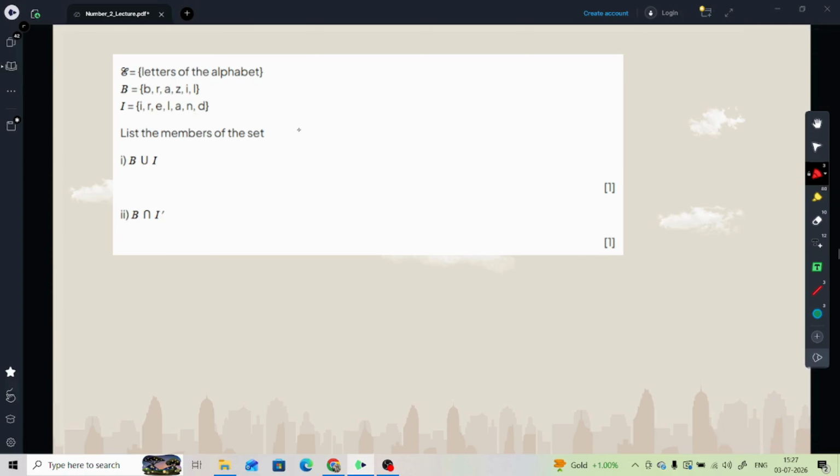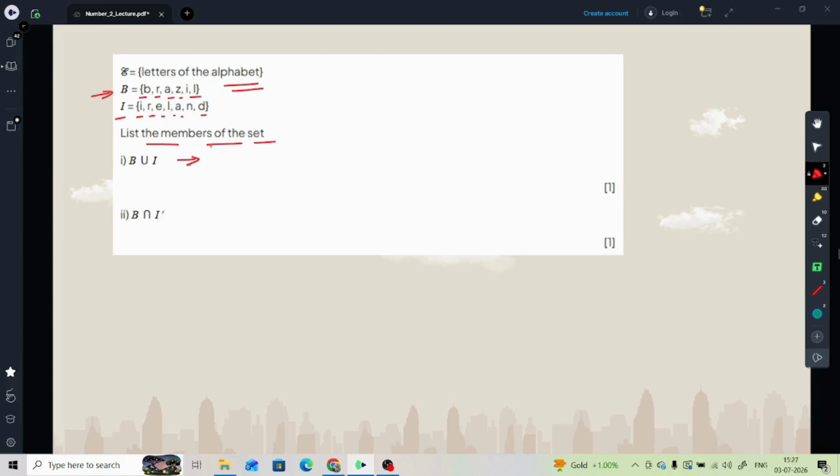Now, the next question is about the letters of the alphabet. In this, the first set is B, which has letters B, R, A, Z, I, L, Brazil, not Brazil but individual letters. And in set I we have I, R, E, L, A, N, D. List the members of the set B union I.